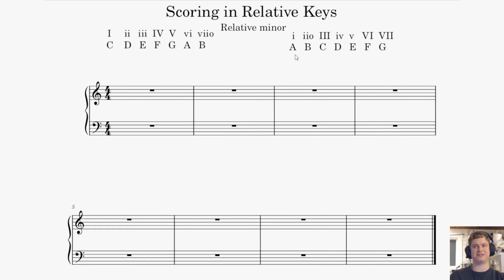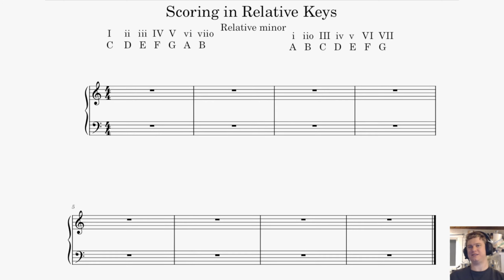So if you didn't get what I'm saying, it's the same thing as if we go to C major here, and if we start on the note A. A, B, C, D, E, F, G. Okay, so that is what a relative minor is. It is the minor scale that uses the same notes as the relative major.